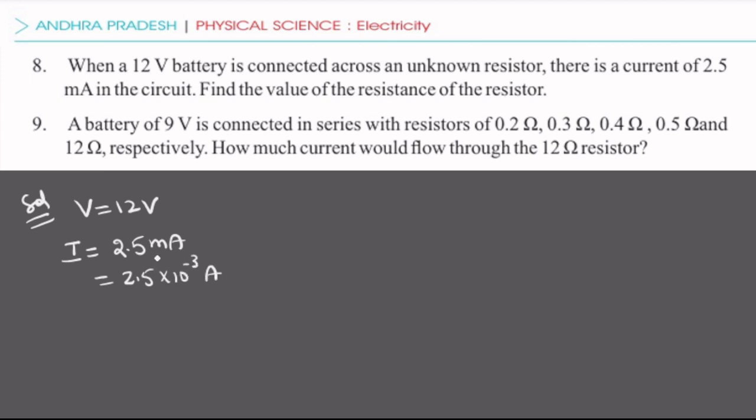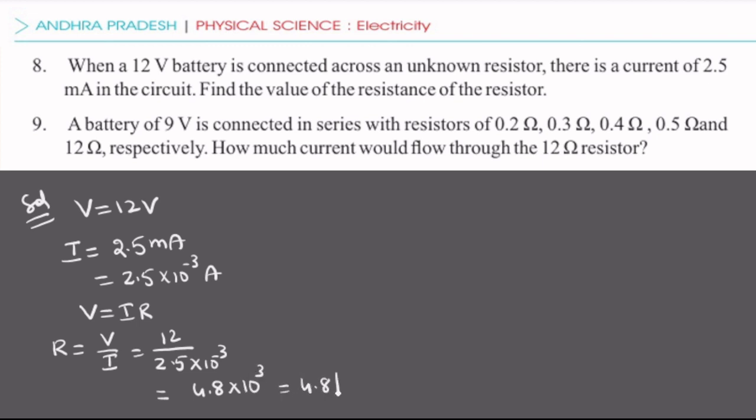Now what we have to find? We have to find the resistance of the resistor. How to find the resistance? By Ohm's law we know V is equal to IR and R is equal to V by I. Voltage is 12 volts, current is 2.5 into 10 power minus 3. If you solve this, you get 4.8 into 10 cube, that is equal to 4.8 kilo ohms or 4800 ohms. So this is the resistance of the unknown resistor.